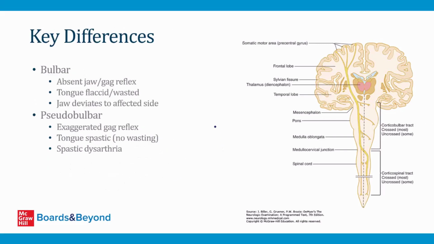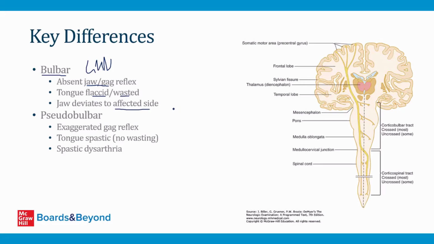So in a bulbar or a pseudobulbar palsy, you will see weakness of those head and neck muscles, but the features of that weakness will be different. So remember, a bulbar palsy is a lower motor neuron problem involving the bulbar muscles. So when this happens, you can see absent jaw and gag reflexes. The tongue can be flaccid and wasted from atrophy. And classically, the jaw will deviate to the affected side.